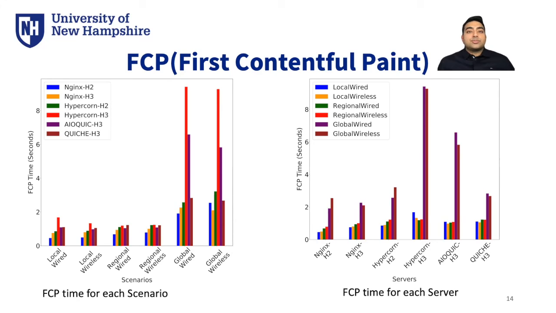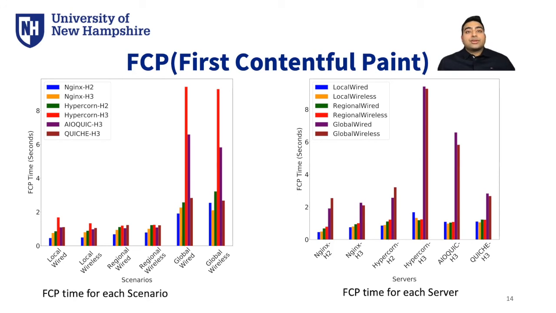AIO Quick and Quiche perform similarly in the local and regional scenarios. However, in global scenarios, their performance is not competitive. HyperCon HTTP3 had the worst FCP time in all the scenarios. There is a considerable difference in FCP time among the HTTP3 servers in the global wired and wireless scenarios. Nginx HTTP3 takes the least FCP time, followed by Quiche HTTP3 in global scenarios. However, HyperCon HTTP3 and AIO HTTP3 do not perform well.